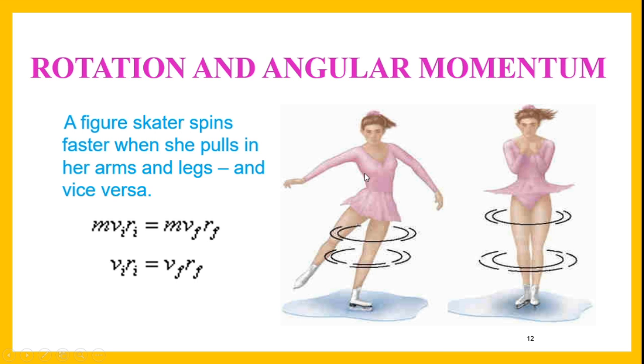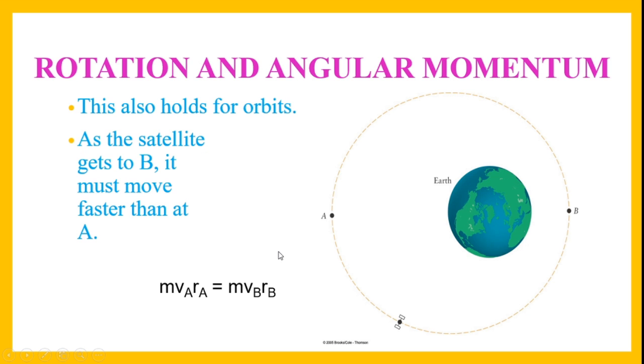case. So that means here, as the angular momentum is conserved, we can increase the speed of any rotating body by decreasing its radius, or we can decrease the angular velocity of the body by increasing its radius. Now this also holds for orbits.